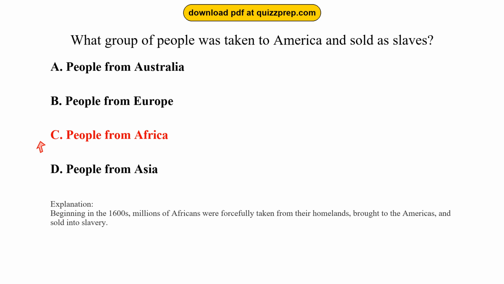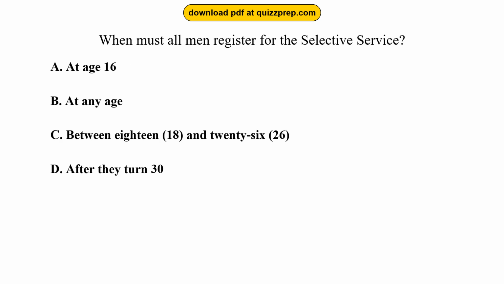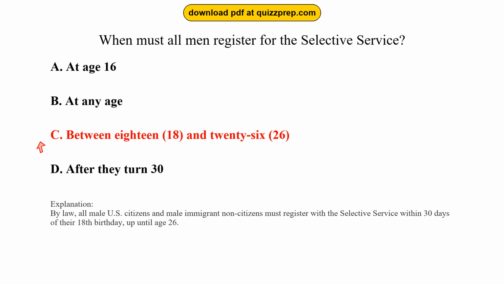Question 42. When must all men register for the Selective Service? Option A, at age 16. Option B, at any age. Option C, between 18 and 26. Option D, after they turn 30. The correct answer is option C, between 18 and 26. By law, all male U.S. citizens and male immigrant non-citizens must register with the Selective Service within 30 days of their 18th birthday, up until age 26.